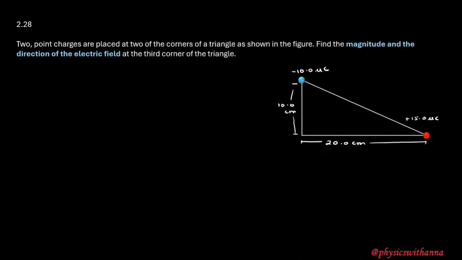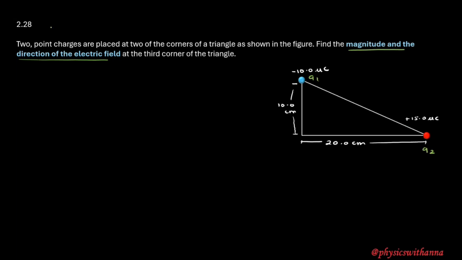Question 2.28. Two point charges are placed at two of the corners of a triangle as shown in the figure. Find the magnitude and the direction of electric field at the third corner of the triangle.